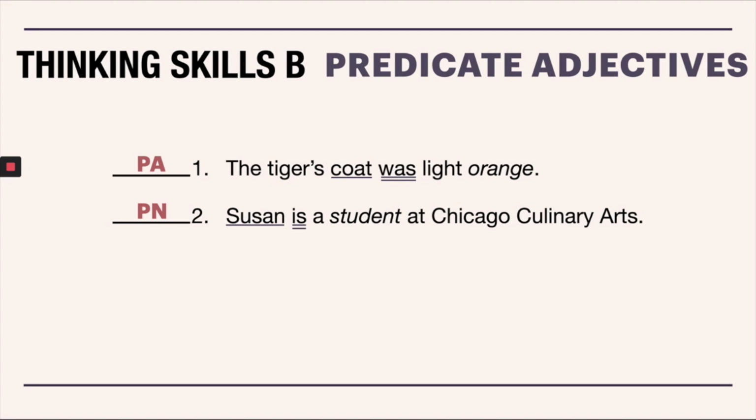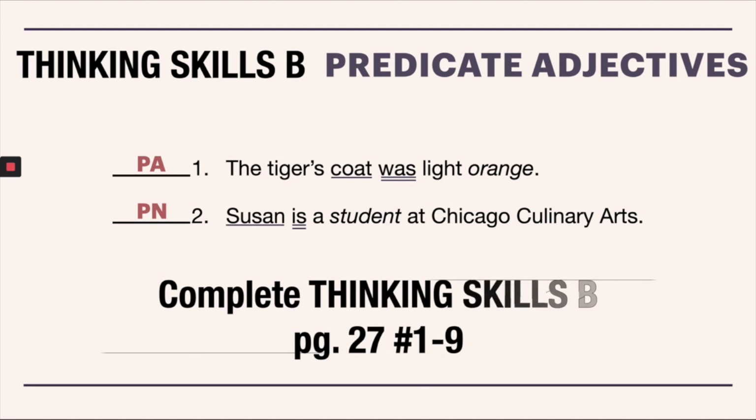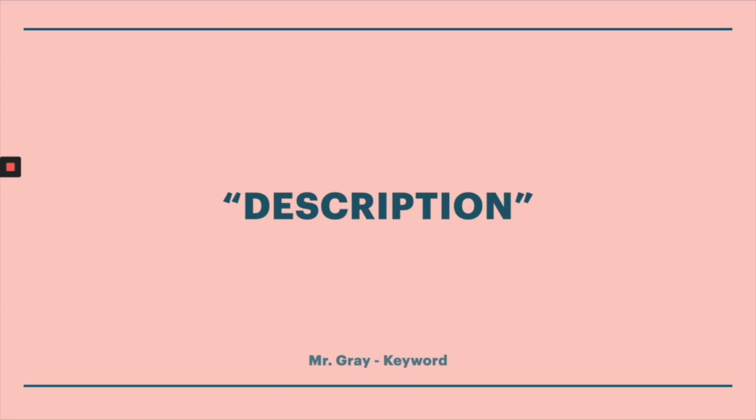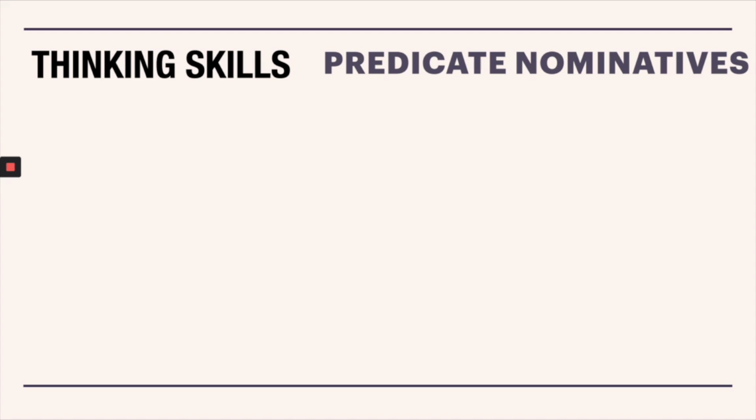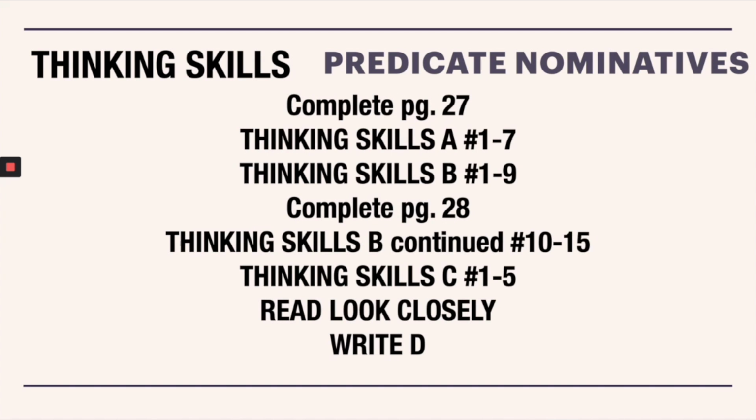So we're going to complete Thinking Skills B, numbers 1 through 9. Our key word for the day is description. Please make sure that you leave a private comment in this assignment for this. And then also complete page 28. You're going to be doing page 27, Thinking Skills A and B. We did some examples there. Then complete page 28, continuing Thinking Skills B, 10 through 15, and then do Thinking Skills C, 1 through 5.